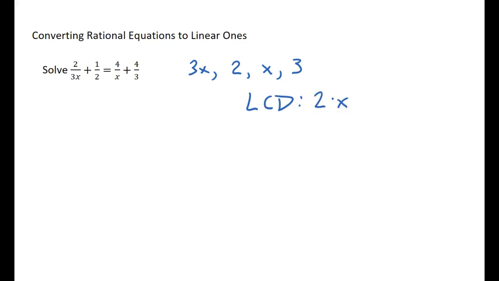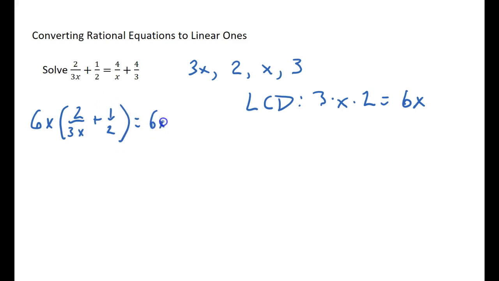I said 3 and I wrote 2, didn't I? We're going to have a 3 and an x and a 2. And that'll take care of all our different factors. So our lowest common denominator will be 6x. That means I'm going to multiply everything on the left by 6x and everything on the right by 6x.